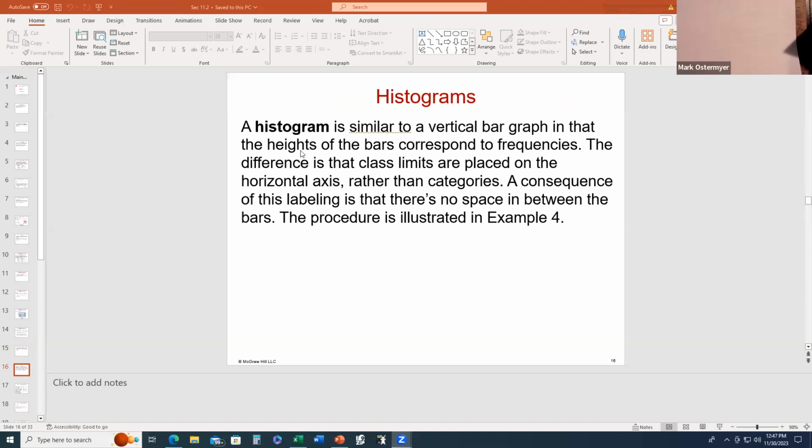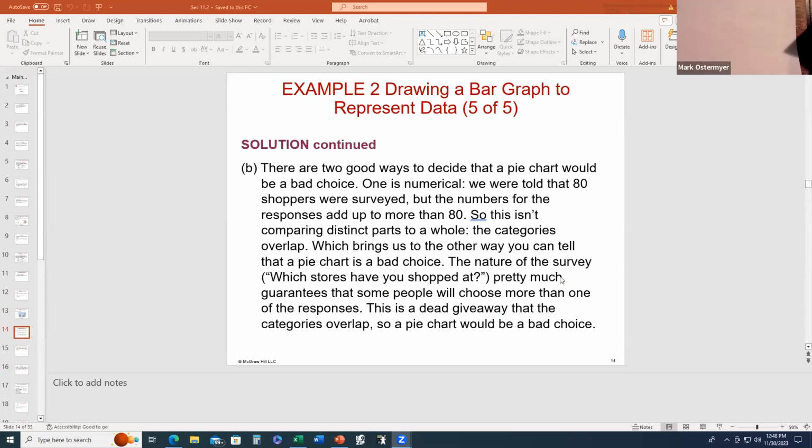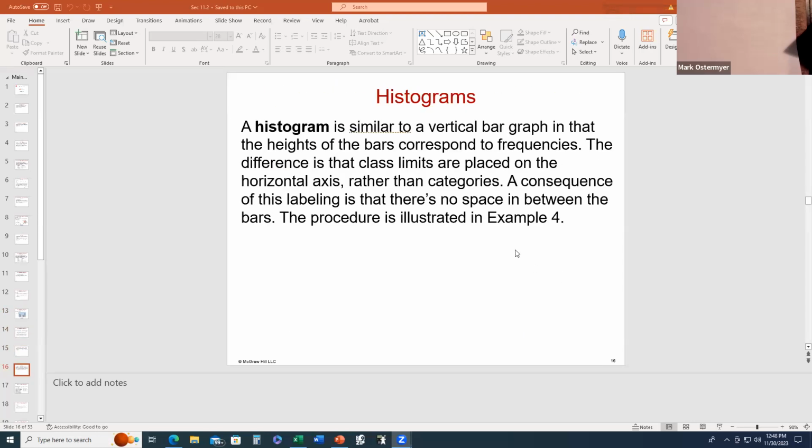All right, what's a frequency histogram? A frequency histogram looks like a bar graph in the sense that it has vertical or horizontal bars, but the main difference is the labeling on the horizontal axis. With bar graphs, you have qualitative labelings, or non-numeric labelings of categories. With frequency histograms, the horizontal axis actually has numeric class intervals. That's the main difference, okay?